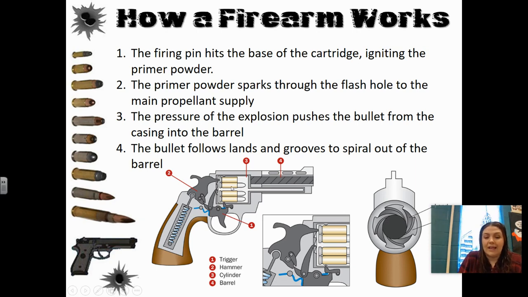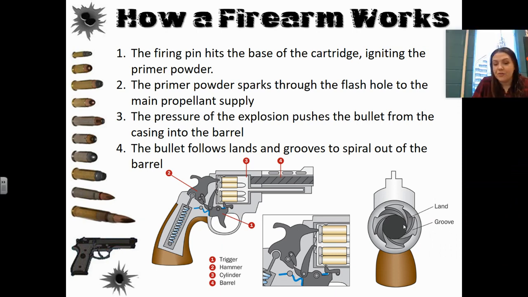The bullet follows the lands and grooves to spiral out of the barrel. The lands and the grooves are right here, basically the low part and the high part, as it spins through the barrel. Those lands and grooves are part of what we have to focus on, because every gun is going to be slightly different, even if it's the same brand and same type of gun. Each will leave a slightly different marking on the bullet as it is being shot. Those markings are what we can compare from the crime scene to our suspect.